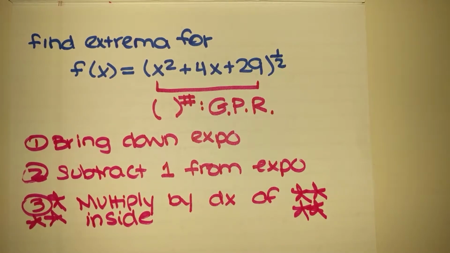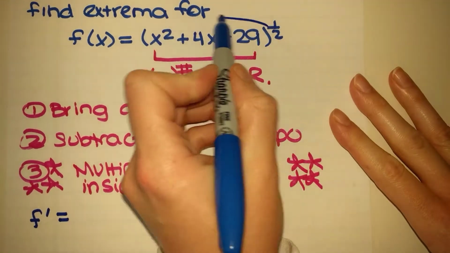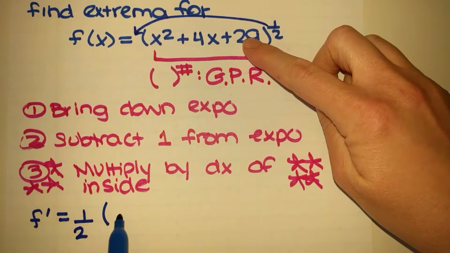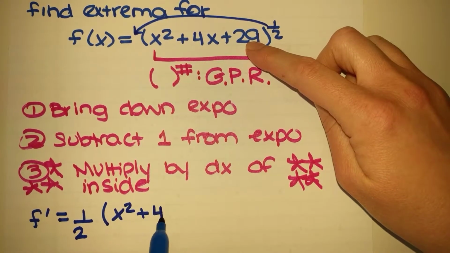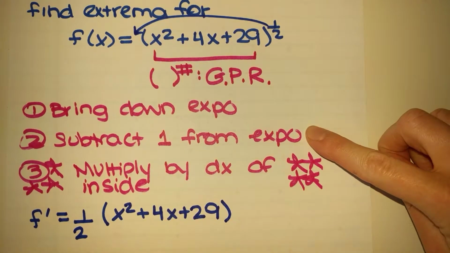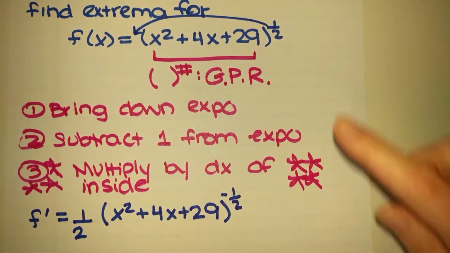So the 3 steps of the general power rule are that we first bring down our exponent. So we bring down the 1/2. We keep the inside fixed at x squared plus 4x plus 29. And then the second step, we subtract 1 from the exponent, and that gives us -1/2.